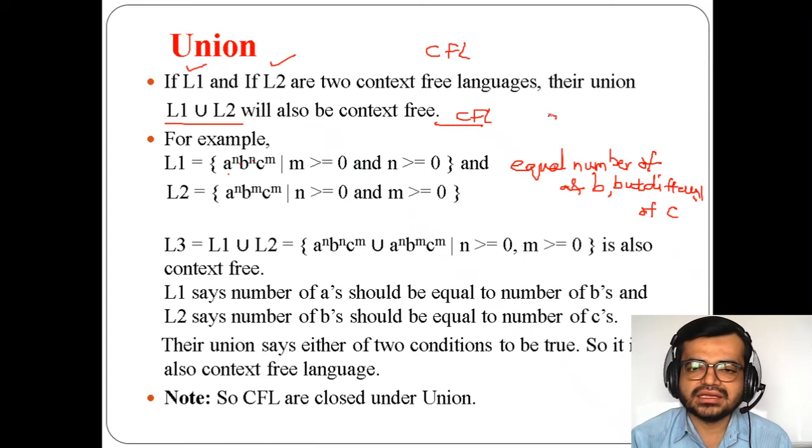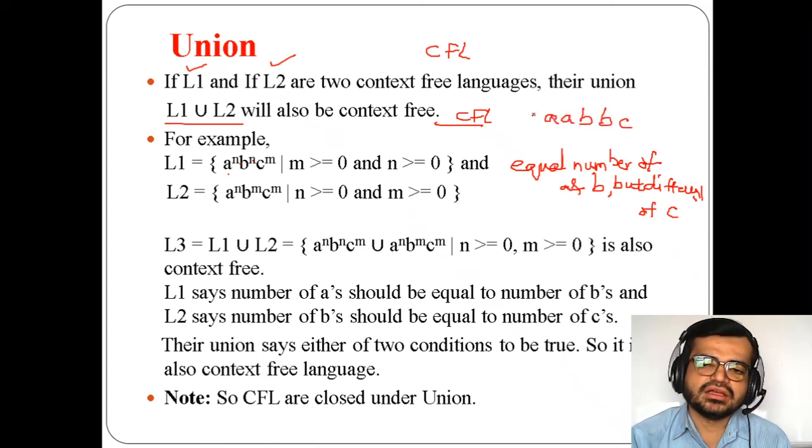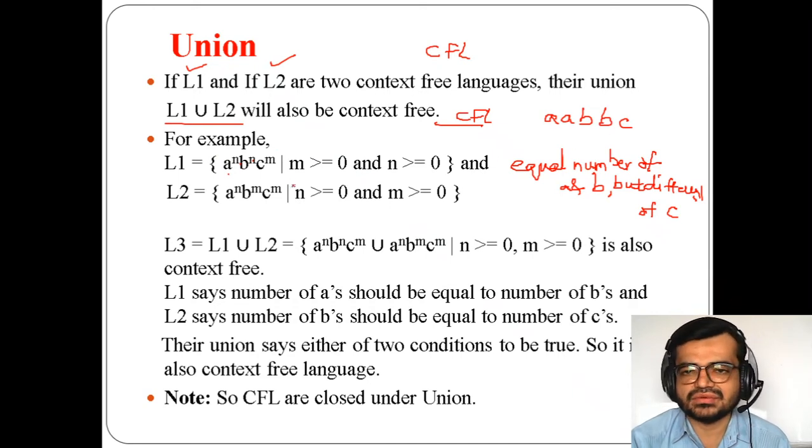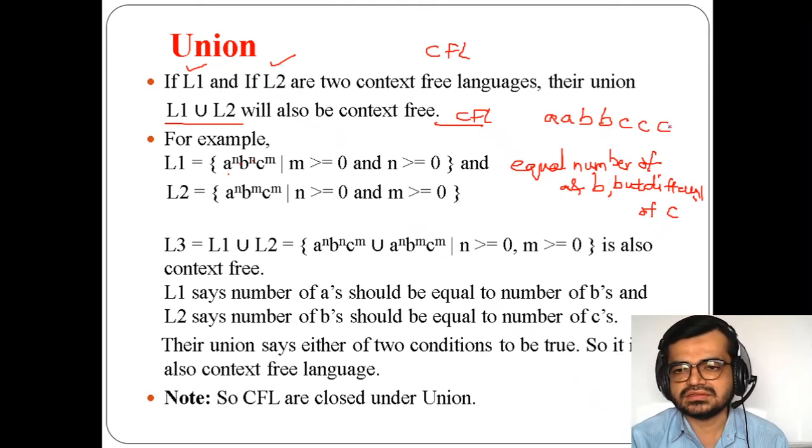If I assume a a b b c, this string can satisfy this language. Why? Because I have two a's and two b's, but the c's are different. I can have the same number of c's as well, or I can have a different number of c's. Suppose I can have 3 c's, 1 c, or 2 c's also. At some moment m and n can be equal, but not always, right?